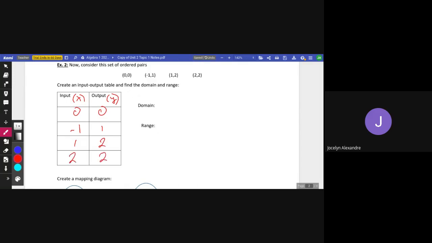So for the domain, I list the set of all possible input values. These are actually all different. So 0, -1, 1, 2. So I'm going to list all of them. And then for my range, I list all the possible output values. So 0, 1, 2, 2. Oops, I made a mistake. We don't need to list the 2 twice for this one. So for these domain and range, it's just the possible values. So you don't need to list a number if it happens multiple times.